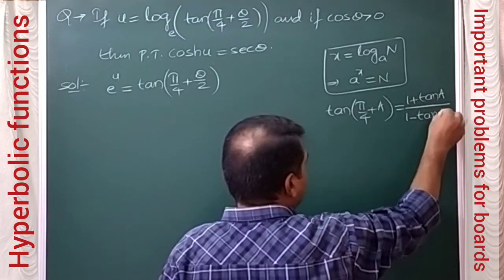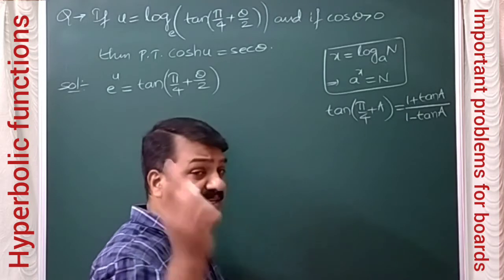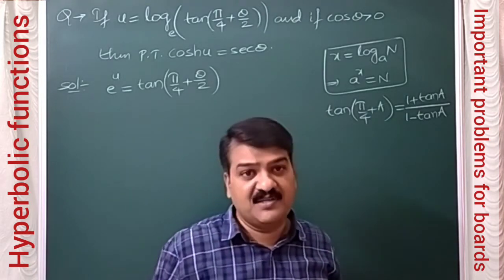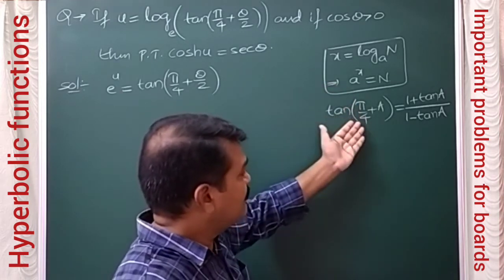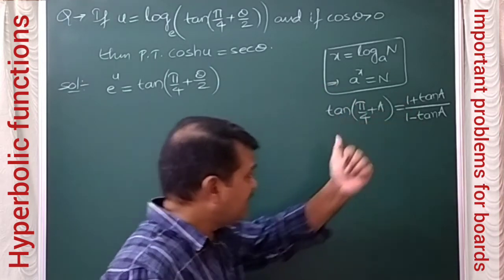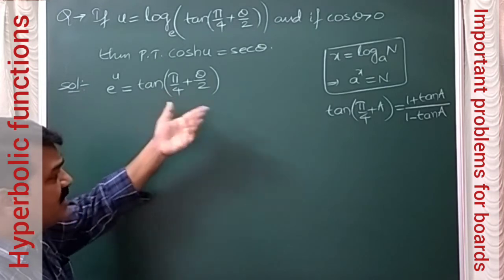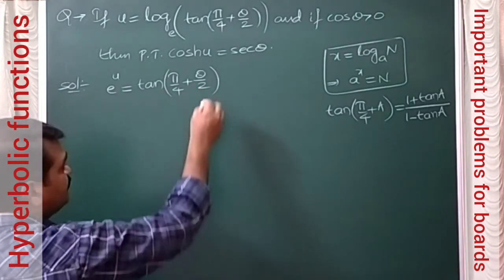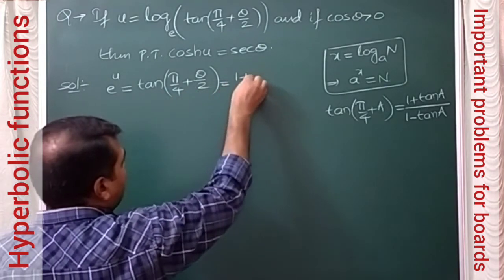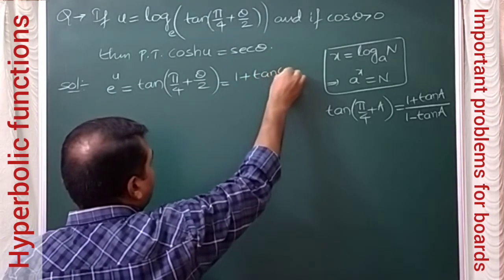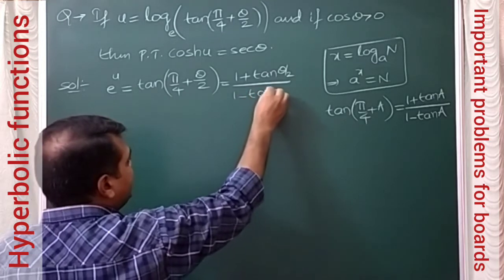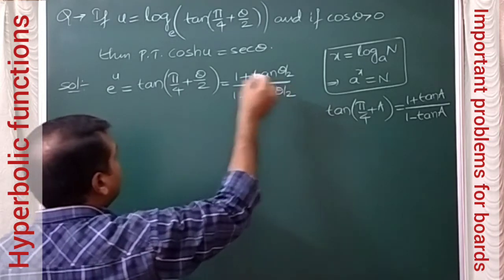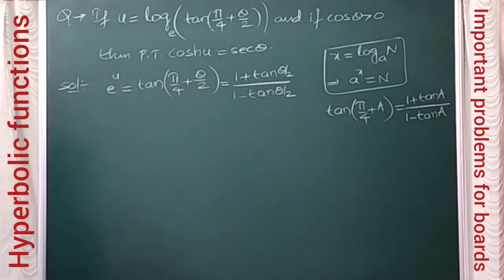This we actually discussed in the compound angles chapter video. We discussed these formulas: tan of pi by 4 plus a is 1 plus tan a by 1 minus tan a. So using that formula, this is actually 1 plus tan theta by 2 by 1 minus tan theta by 2. This is the e power u value.